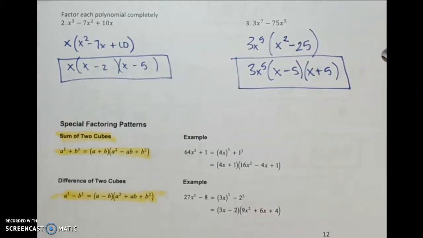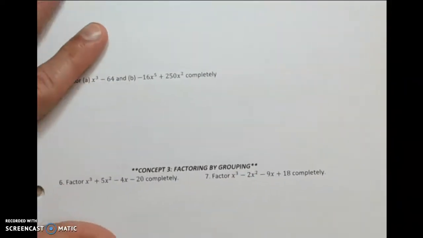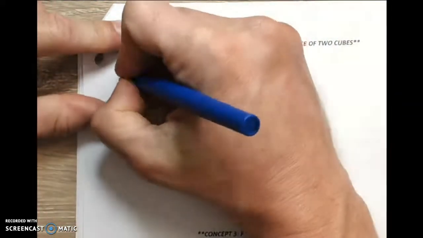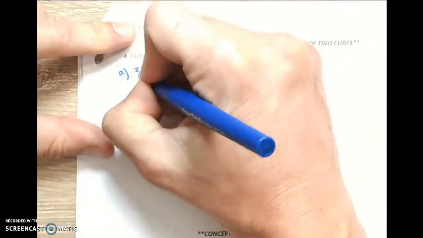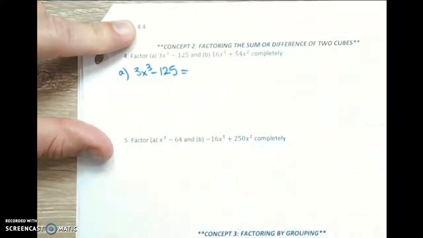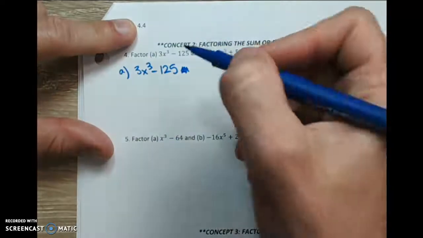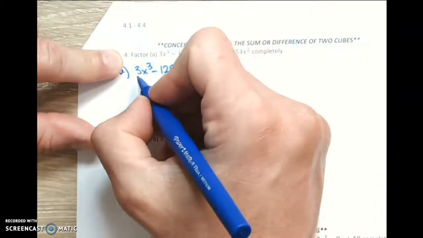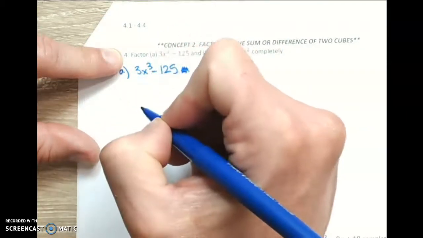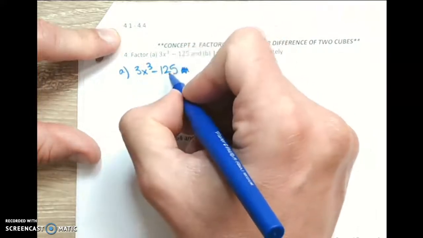Okay, I'm going to flip it on over and show you this. Alright, so A. I have 3x cubed minus 125. Okay. And I don't want to do that. Okay, so I'm going to go ahead and take the cube root of 3x cubed, and that would just be nothing. Nothing's going to work. But what I can do is factor out a 3.